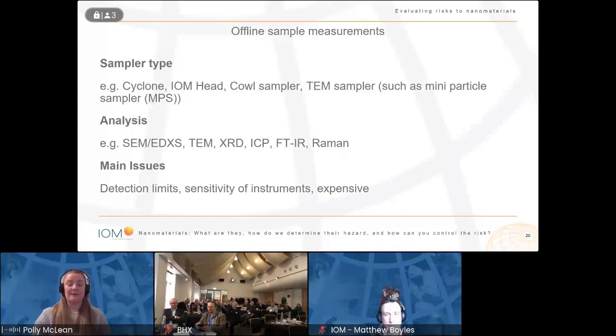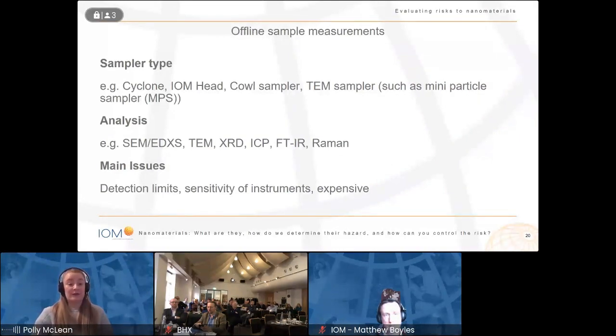And the analysis types that are recommended always include some form of microscopy. It's really the only way currently that you can fully identify a nanomaterial. And then you could supplement that with other chemical analysis like XRD and ICP, and that can give you a concentration of, say, titanium dioxide that's on your sample. So it gives you that mass-based concentration that you could compare against the OELs.